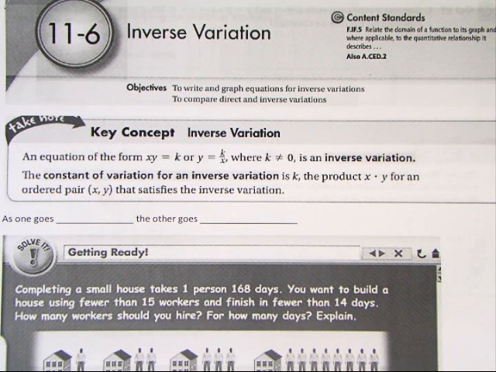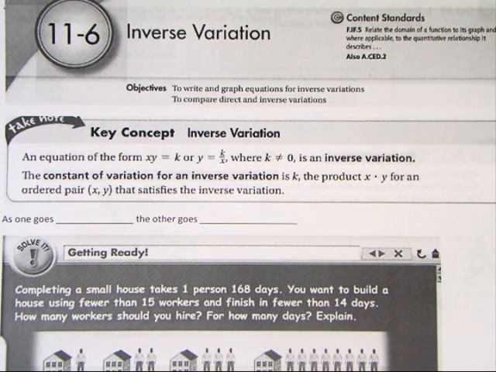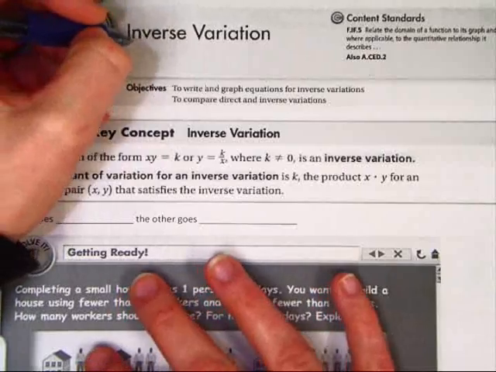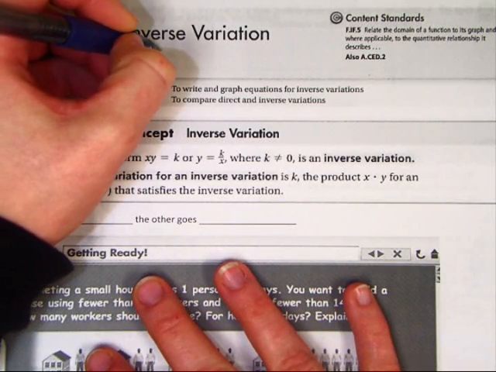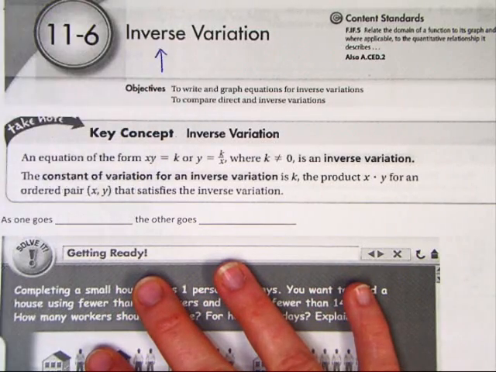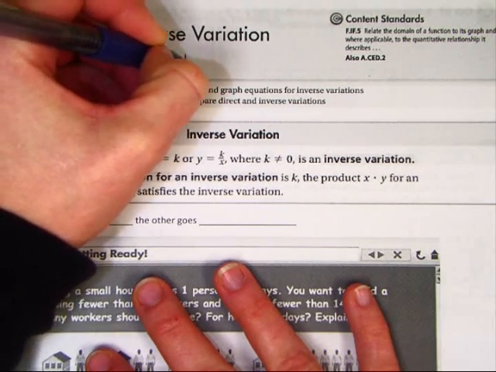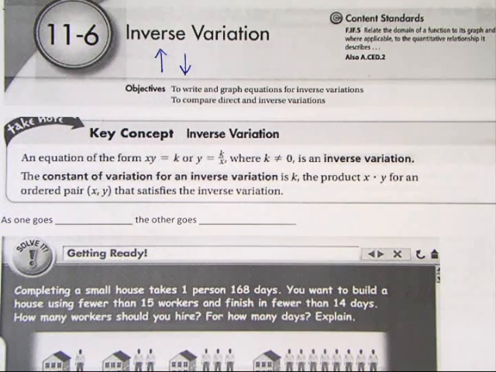As we move on to 11-6, we're going to talk about this concept called inverse variation. Now, inverse variation is probably exactly what it sounds like. Inverse to you probably means opposite, and variation means that things are connected together, like one varies with another. So let's put that together. Inverse variation happens when one variable goes up and the other variable goes down, or vice versa. So that is inverse variation.